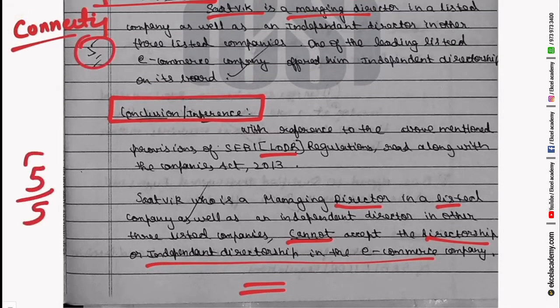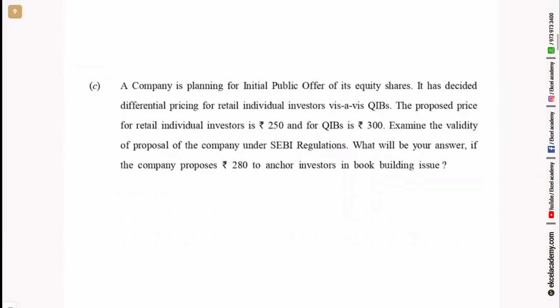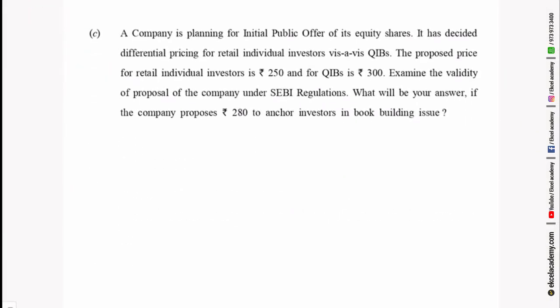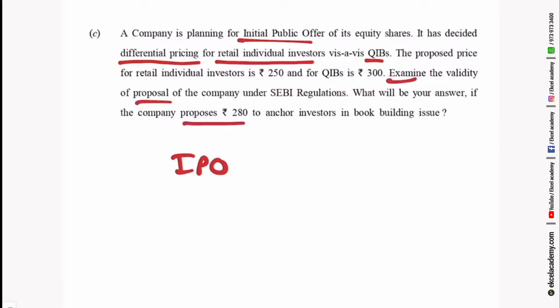So if you write correctly, you are going to get the marks. Okay, so again they've given a question about IPO. This question is about IPO, and they're talking about differential pricing for retail individual investors with respect to the QIBs, qualified institutional buyers. And what is the proposed price? So examine the validity of the proposal. What will be your answer if the proposal proposes 280 to anchor investors?